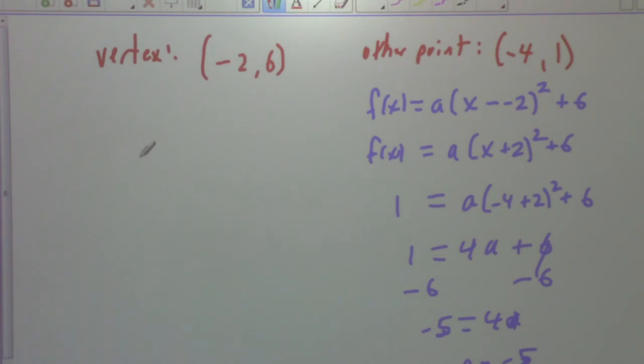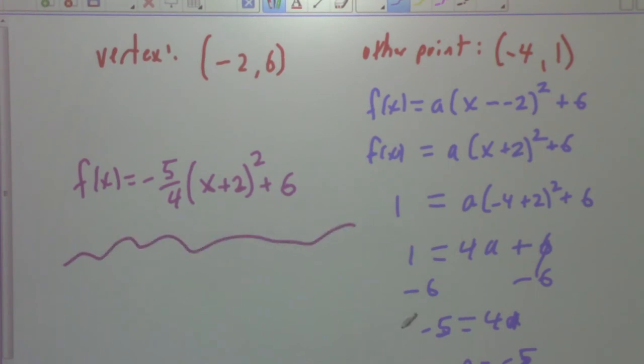So what do we have? Are we ready to write our solution down here? Yeah. Okay. f of x equals negative 5/4, parentheses x minus negative 2, squared, plus 6. So this is the same as x minus negative 2, right? Yeah. So that's going to be our answer here. Thank you, Kim. Any questions on this?